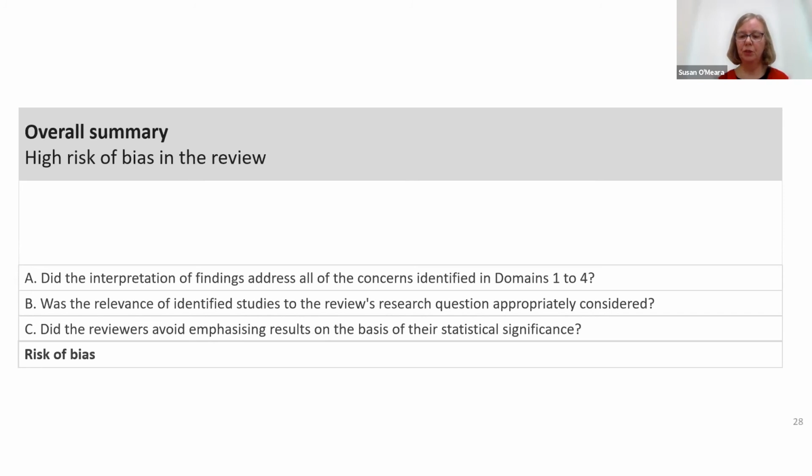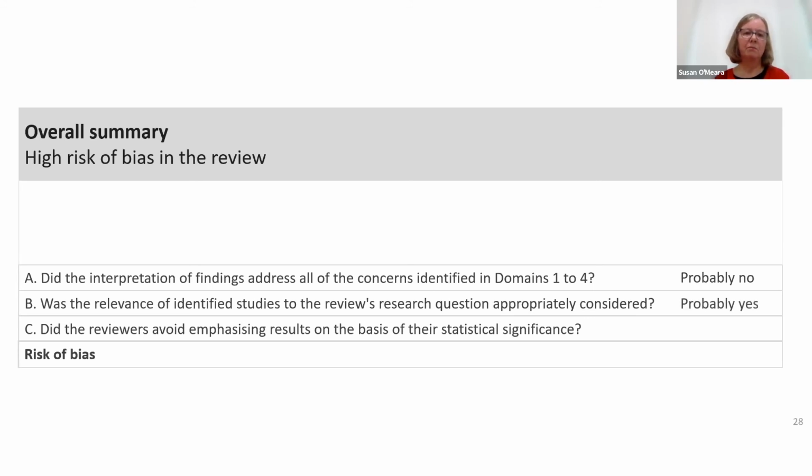And again, there's a few questions to answer. So did the interpretation of findings address all of the concerns that we found? Well, it didn't in this instance. What we're looking for here is not just for the review authors to acknowledge that there may have been a limitation to their review, but to perhaps include some extra explorations or analyses to try and explore the impact. So what would have been the impact of excluding the non-English language studies? What was the likely impact of excluding the conference abstracts? And they didn't go into that.